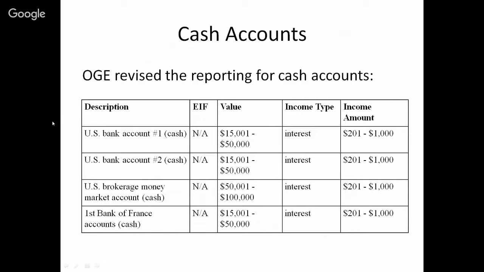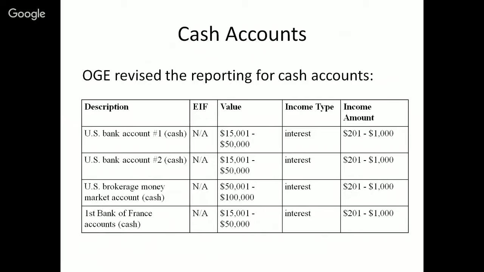So if a filer has two accounts, one at Bank A and one at Bank B, the filer will need to have two separate line entries, as you can see on the slide, listing bank account 1 and bank account 2. Please ensure you indicate the type of financial institution, whether it's a bank account or a brokerage money market account, and if the financial institution is a foreign account, if it's held in a foreign country, then you must list the name of the financial institution.